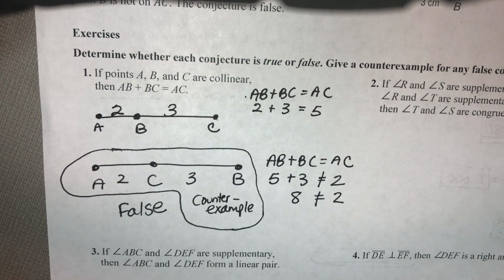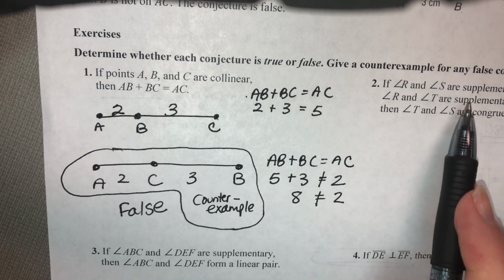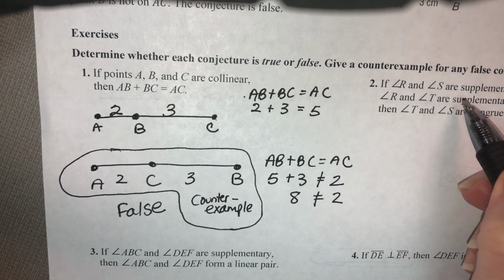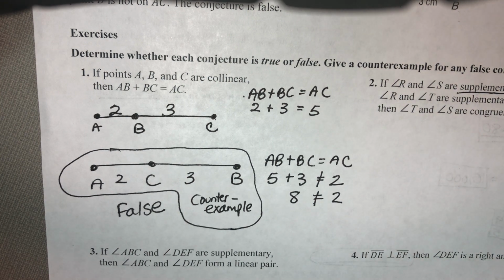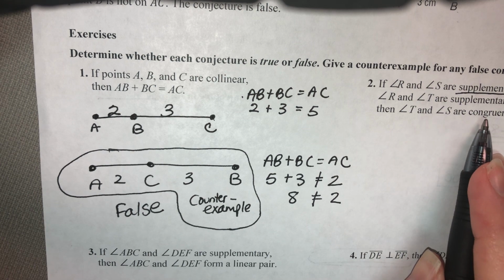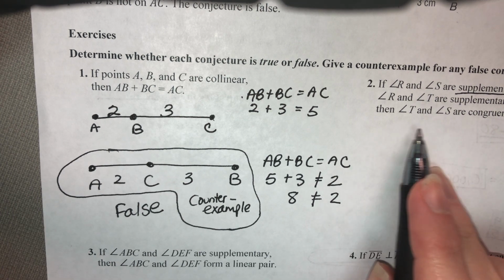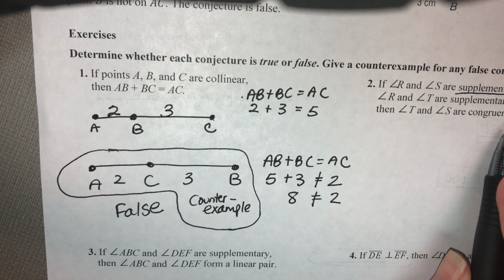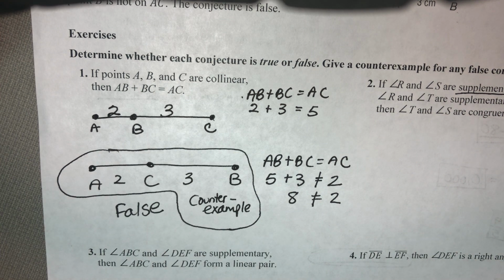Number 2, if angle R and angle S are supplementary, remember supplementary means add up to 180, and angle R and angle T are supplementary, then angle T and angle S are congruent. Okay, I suggest that you pause the video and think about this and decide for yourself if this is true or false before I go over it with you. Okay, I'm going to assume that you have done that.